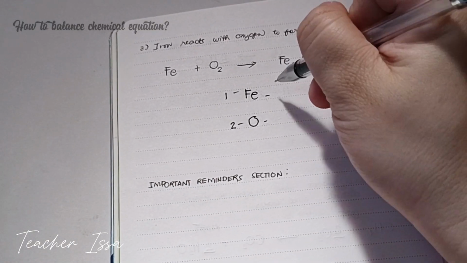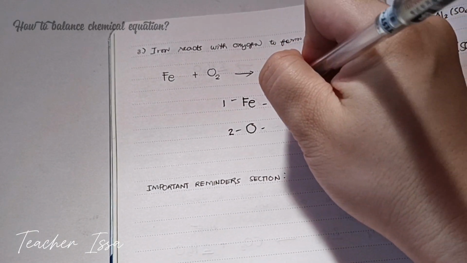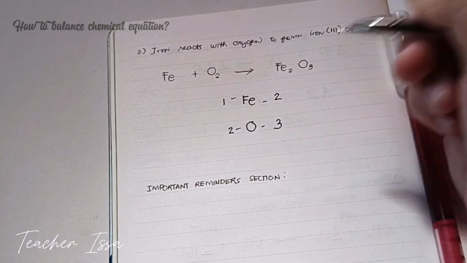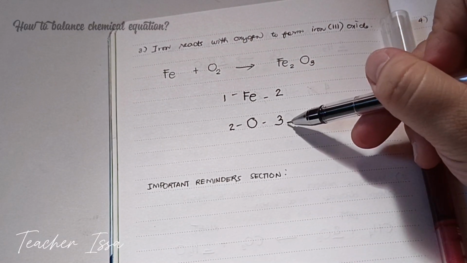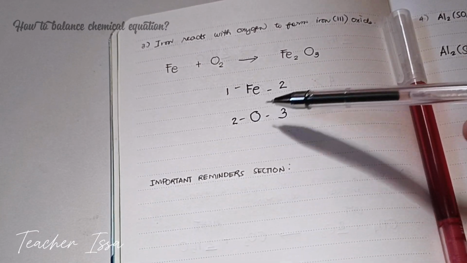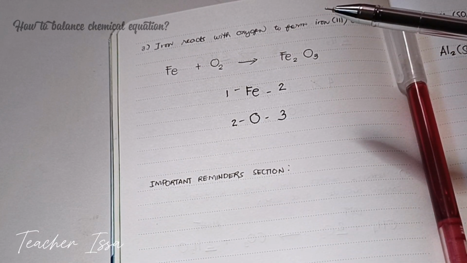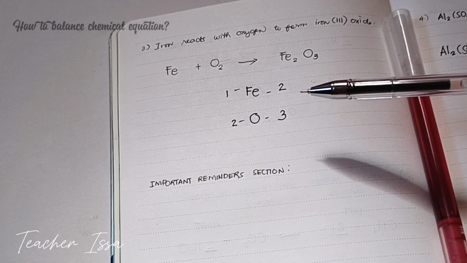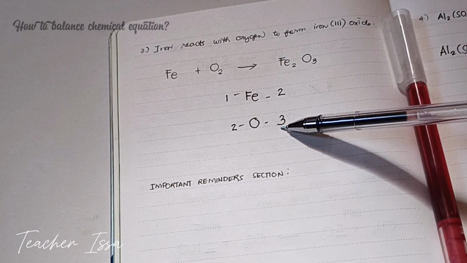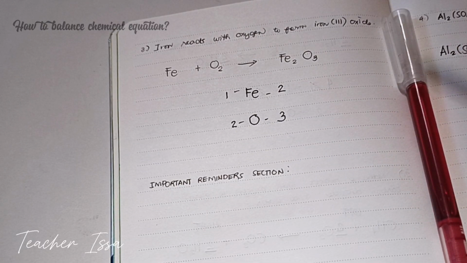On the right side, iron is 2, oxygen is 3. As you can see, both elements are unbalanced. This looks harder because 2 and 3 do not match easily. When you see 2 and 3, think about their least common multiple. The least common multiple of 2 and 3 is 6.